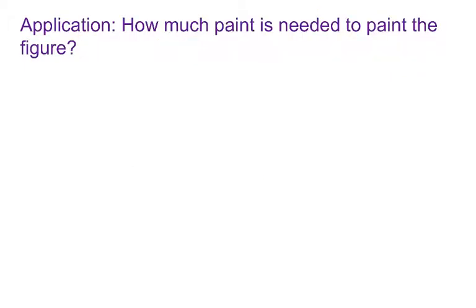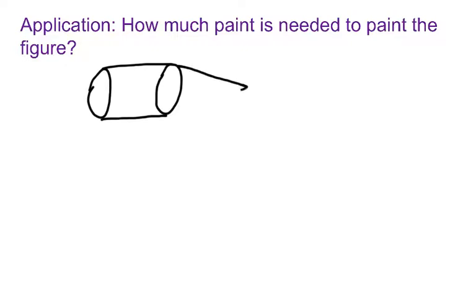Alright, here's our application. How much paint is needed to paint the figure? And if you write that question down, I want you guys to try to draw this picture with me. So just draw an oval, and then another oval, and then connect them, and then make the last one into a cone. And then I went ahead and made a couple dotted lines on the right side of each of those ovals, because they're behind the figure.